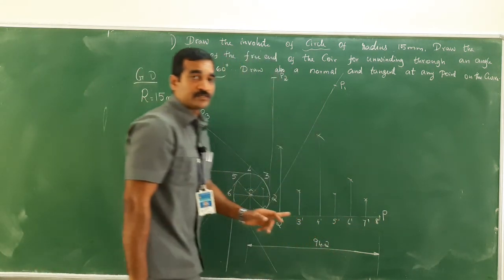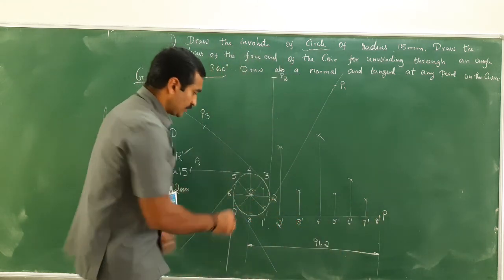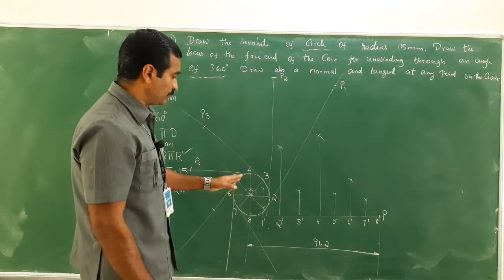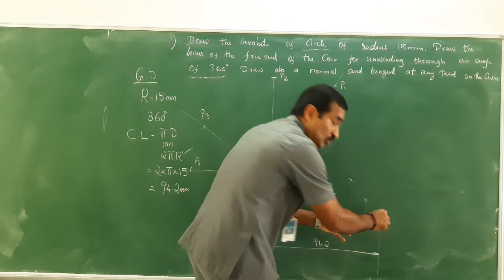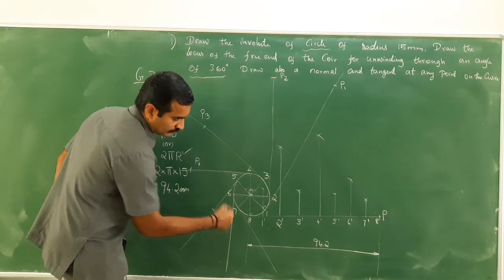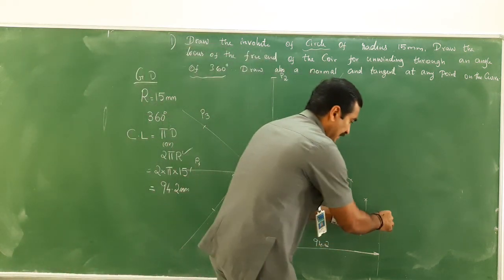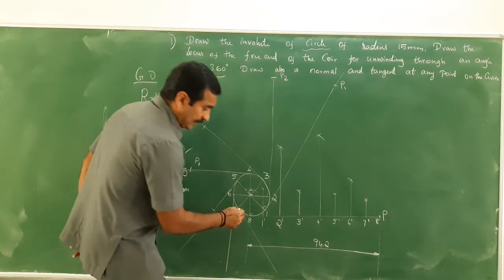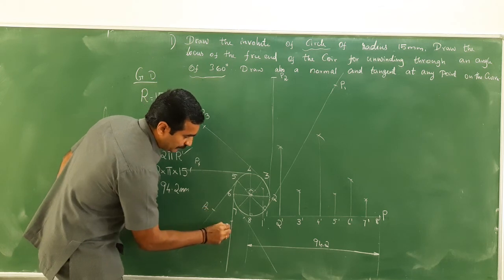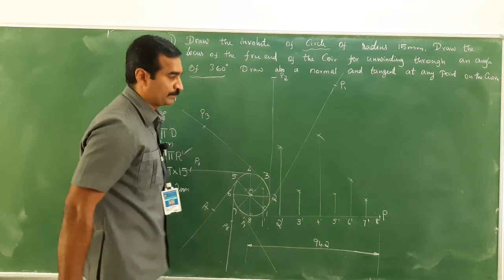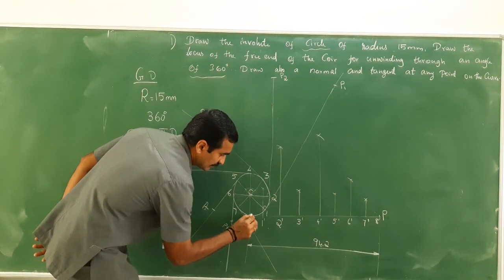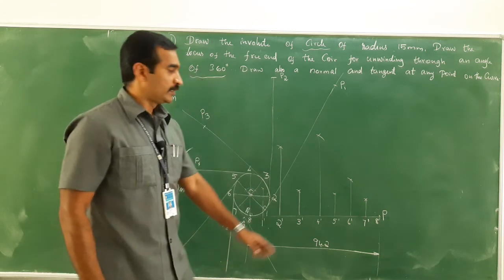Now 5 dash to P. Keep your compass at 5 and cut an arc on the line extended from point 5. Now 6 dash to P. Keeping at 6, cut an arc. Now 7 dash to P. Keeping at 7, cut an arc. This could be P5, this could be P6 and this could be P7. So now 8 dash P, which could be here. This could be P8.